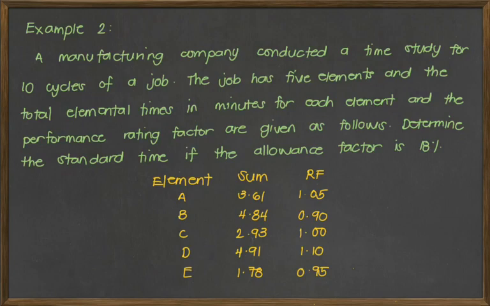rating factors. So clearly, we want to know what is the actual time for each element by dividing the sum of your elemental times by 10. So since yung cycles natin daw is composed of 10, or your problem is composed of 10 cycles, yung 3.61 is obtained by adding all the observations that is equal to 10. Now, let's proceed to the solution.